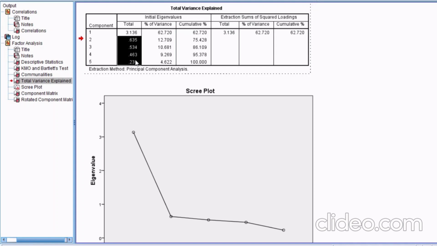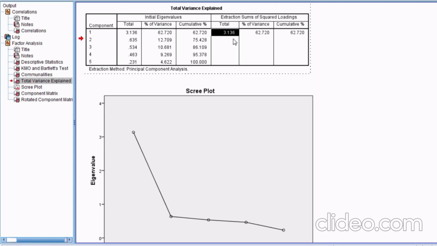Now, here in our initial eigenvalues table, notice that we have these various eigenvalues. The first one is 3.136 and everything after that is less than 1. If you recall, our first rule was the eigenvalue greater than 1 rule. So that was to keep the factors or components that have eigenvalues greater than 1, and the other components with eigenvalues less than 1, such as these here, for example, we do not keep them.